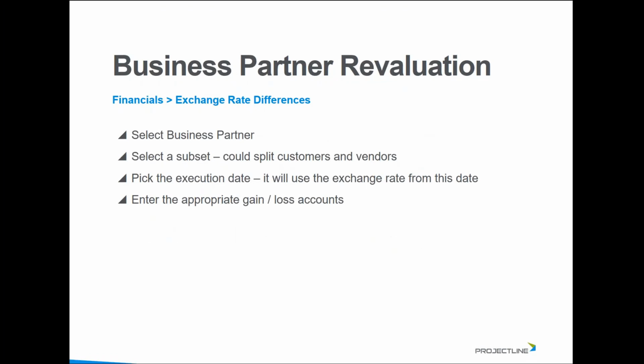So with business partner revaluation, it's very similar. We're going to select a business partner this time. We'll select a subset of the business partners if we want. I could run this more than once. I could run it once for my customers, once for my vendors. So same sort of thing. We'll pick the execution date, and it'll use the exchange rate, and we'll enter the appropriate gain-loss accounts.